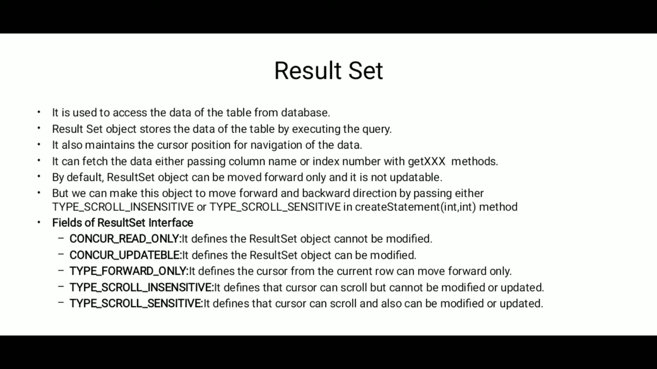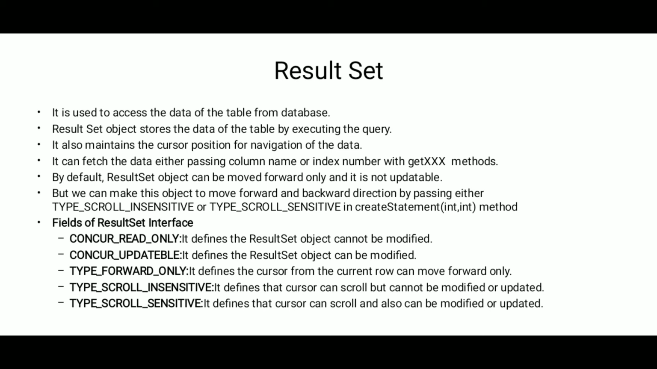So when you want to move over the data from previous to next, or any other way, you can move with the cursor position. It can fetch the data by passing either the column name or the index number with get methods. By default a ResultSet object can be moved forward only, and it is not updatable, but we can make this object move in forward and backward directions by passing either TYPE_SCROLL_INSENSITIVE or TYPE_SCROLL_SENSITIVE variable to move backward or forward in the result set.